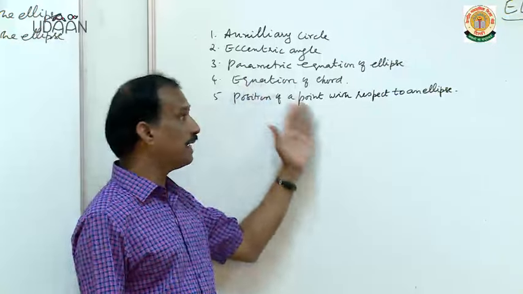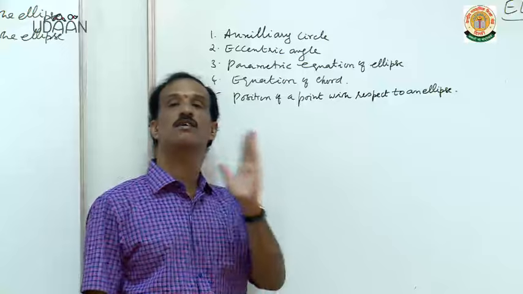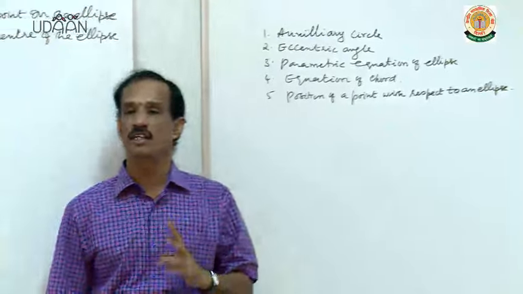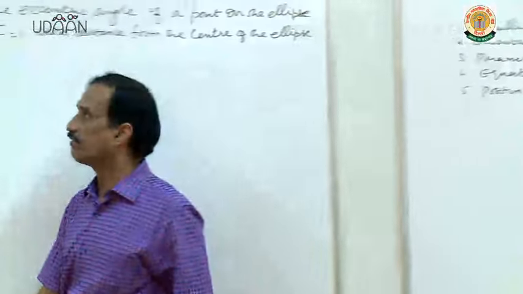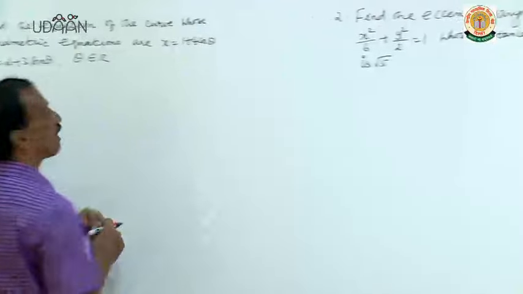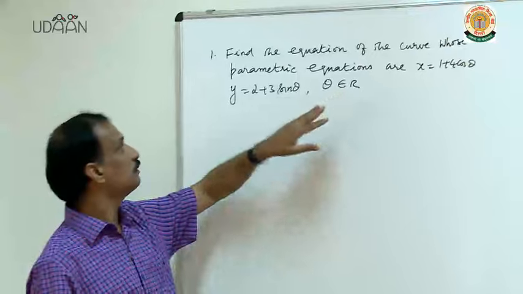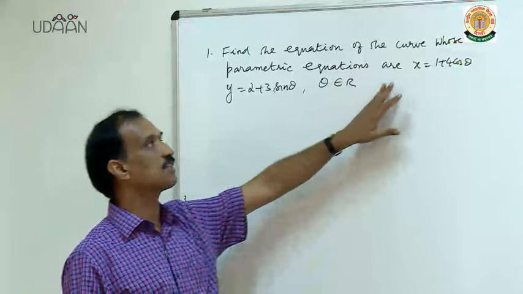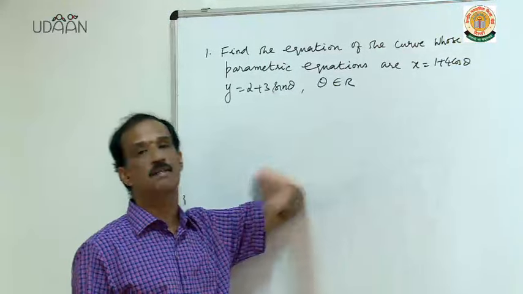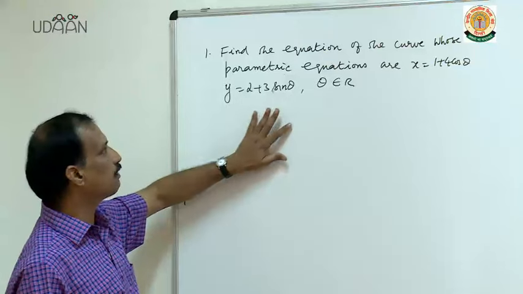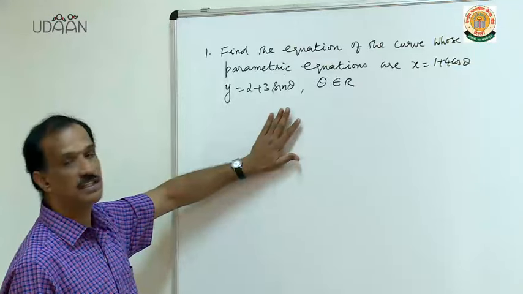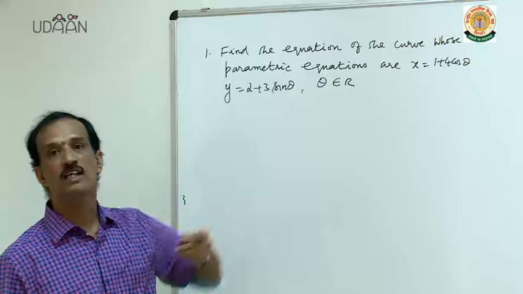Now, based on this topic, what are the questions we can solve? Let us see the first question. What is the first question telling us? Find the equation of the curve whose parametric equations are x equal to 1 plus 4 cos theta, y equal to 2 plus 3 sin theta, theta belongs to any real number.